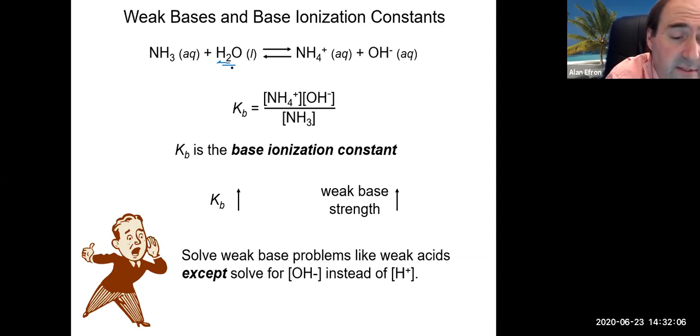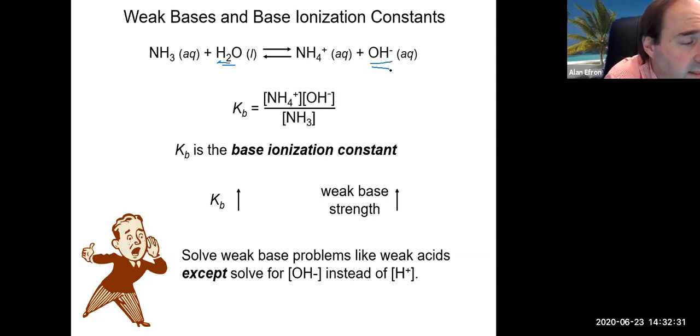We solve these problems just like we've been doing in these last few examples. We're going to use an ice table. The only difference is you don't have H plus in the equation. You will have OH minus, and you will need to solve for X. In this case, X will actually equal the OH minus concentration. That will then allow you to calculate the pOH, and then you can get to the pH from that.